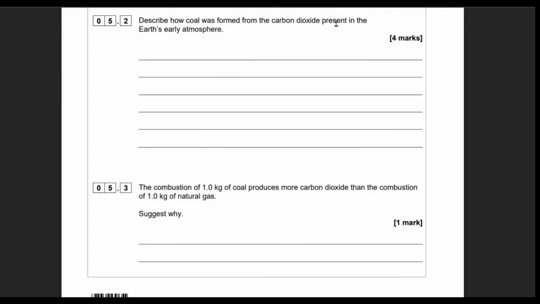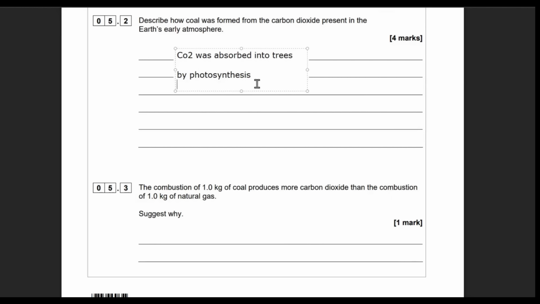Describe how coal was formed from the carbon dioxide present in the Earth's early atmosphere. So, how was coal made? CO2 was absorbed into trees. You can probably just say plants, but really coal comes from trees. And what's the process by which plants use sunlight and take in carbon dioxide and water to make glucose? Photosynthesis. So carbon dioxide was absorbed into trees by photosynthesis.